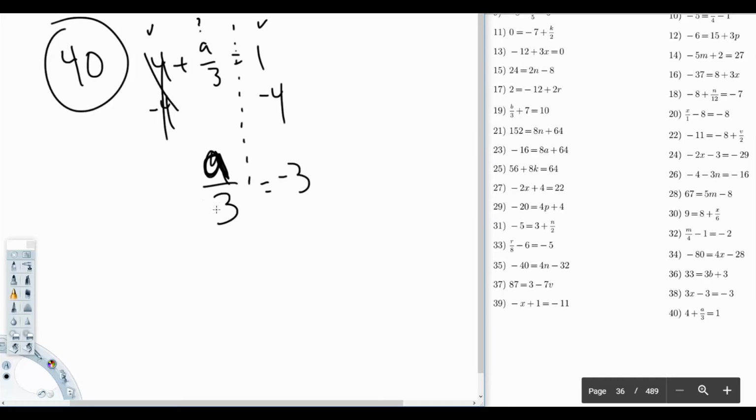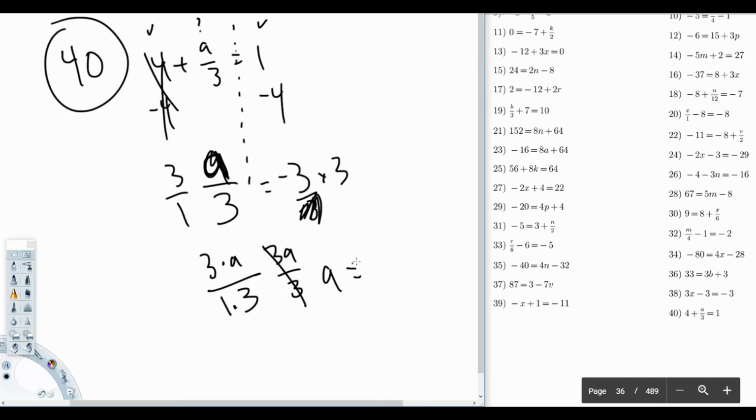So we took a here, we divided by 3. How do we get back to a? We multiply by 3. So 3 times a over 3, right? 3 over 1 times a over 3. That's what 3 really is, right? It's 3 over 1. So when you do it, you get 3a over 3, and you can cross this out and you get a equals, and we're dividing by 3 here also. Actually, are we dividing? No, we're multiplying. I'm sorry, we're multiplying by 3, and we get a equals -9, right? -3 times 3 equals -9. Is that the right answer? Yes, it is.